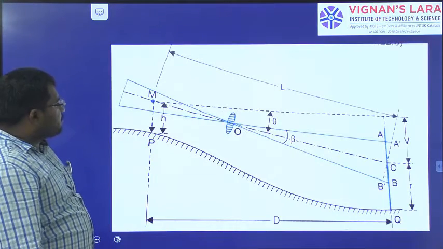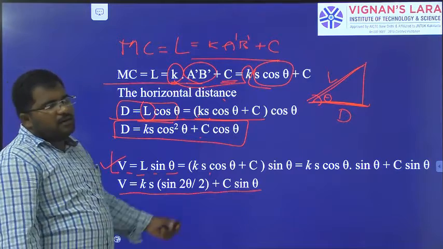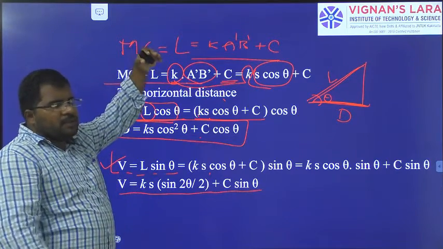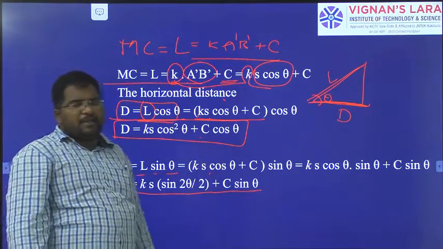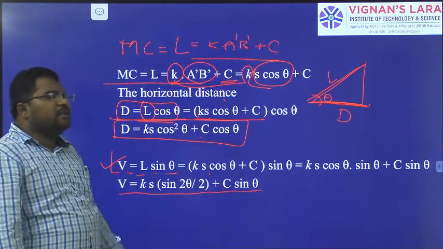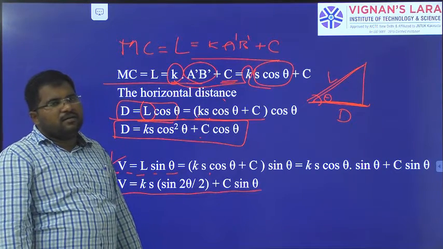This is for when the angle is an elevation. In the next class, we are going to see how to calculate the distance and the vertical component when the angle is a depression. That's all for now. Thank you.